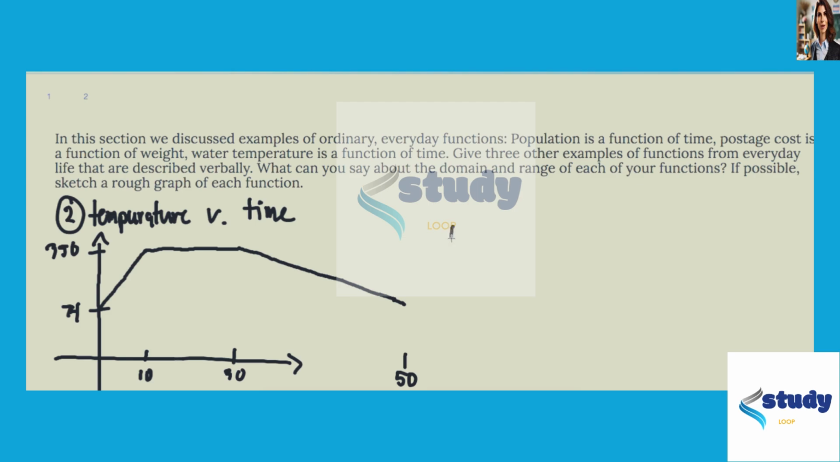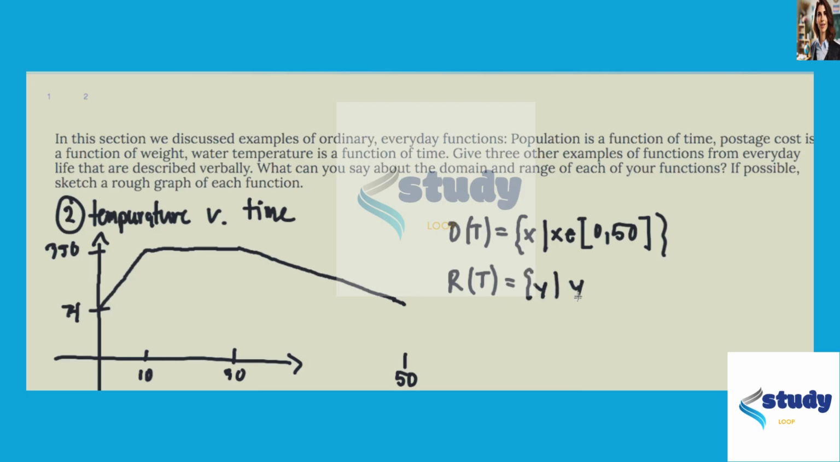So let's talk about the domain of this temperature function. That's going to be the set of all x such that x belongs from 0 to 50 minutes. And the range corresponds to the temperature of the oven. So the temperature of the oven belongs from 74 degrees all the way to 350 degrees.